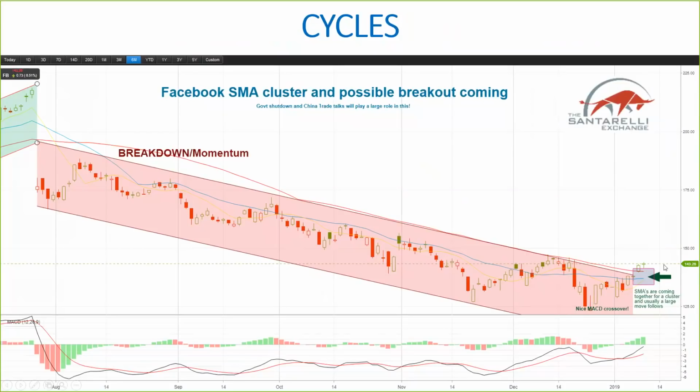And then the beauty of this, guys, look at this picture here of the chart on Facebook. Right here, we had the 10-day crossing above the 20-day SMA. You see that the stock was at $143.26 a share. This is where I said the SMAs are coming together, a cluster's forming, and usually a large move follows after this. Take a look at what happened. We started buying Facebook calls after this in the trade room, and take a look at what happened next.